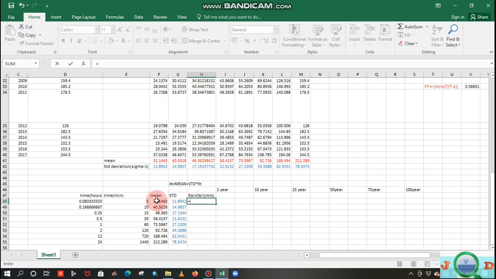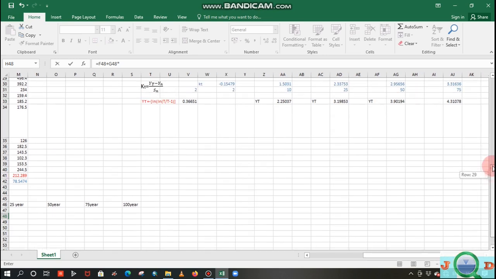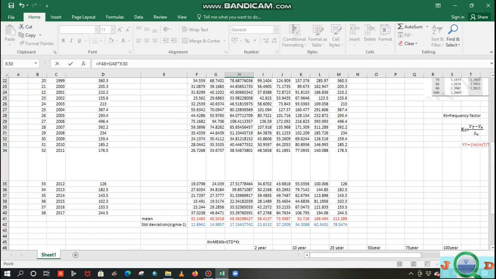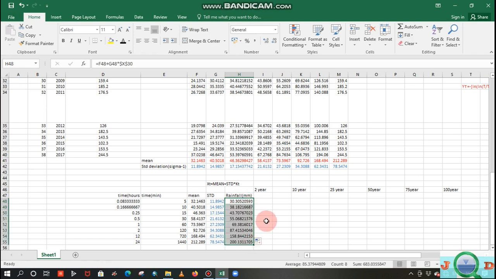So mean is here, mean plus the standard deviation into this KT, frequency factor for 2 years interval. So here is a 2 hour interval, and take this term as constant, so that's why I added the dollar sign here. And scroll it down for the rest of the time.